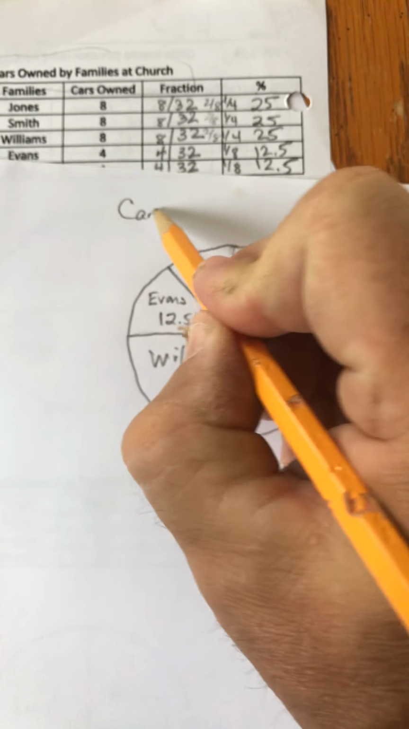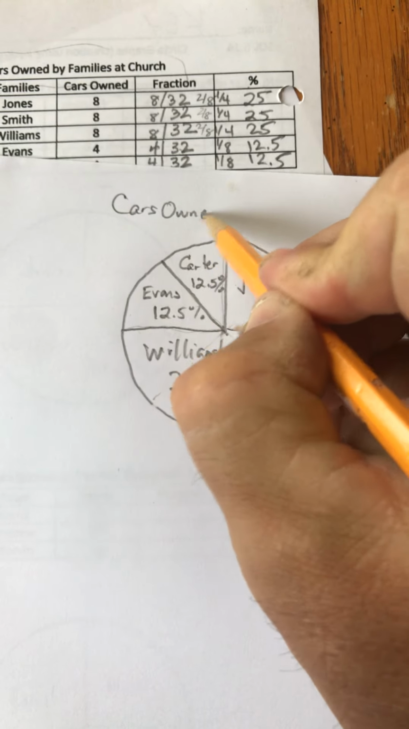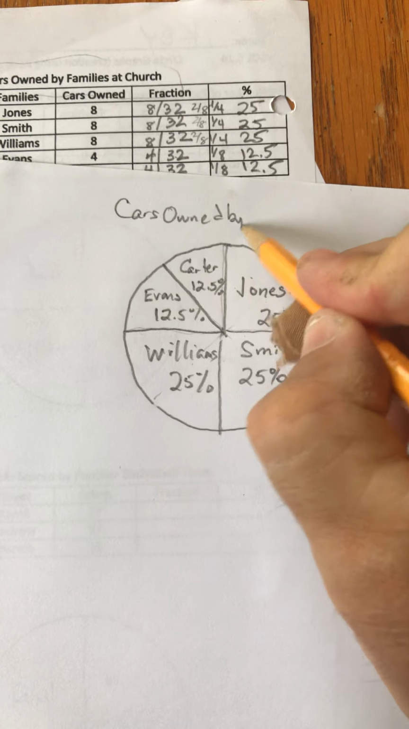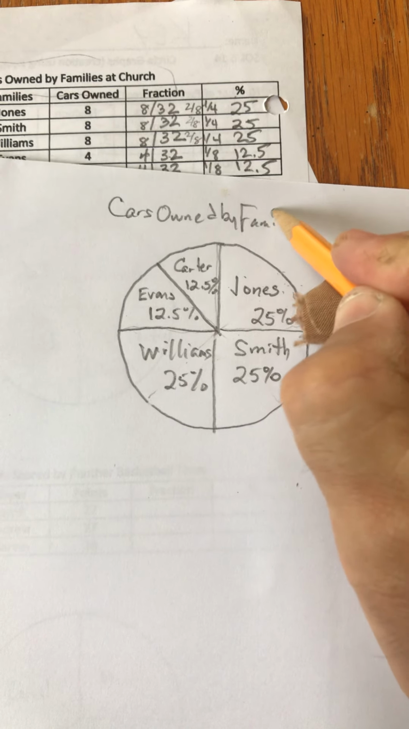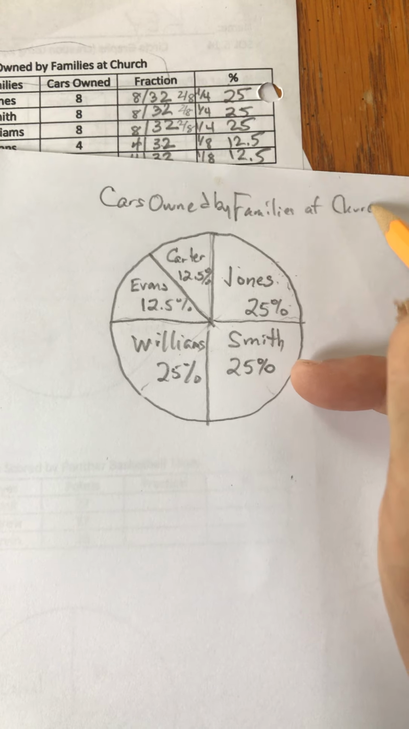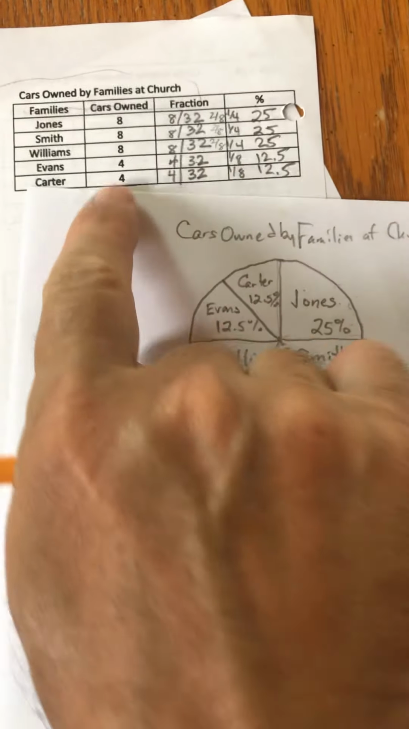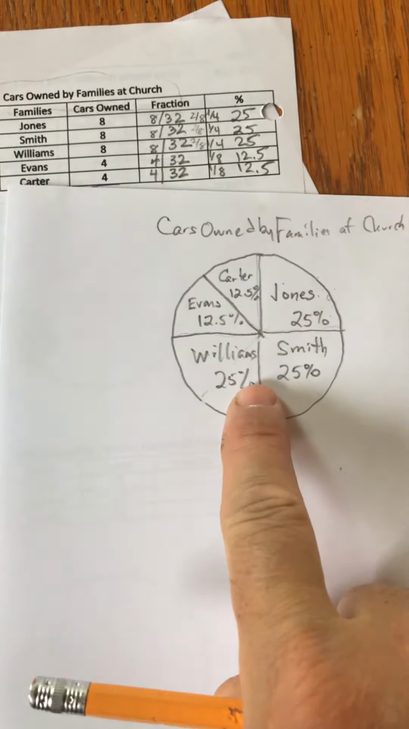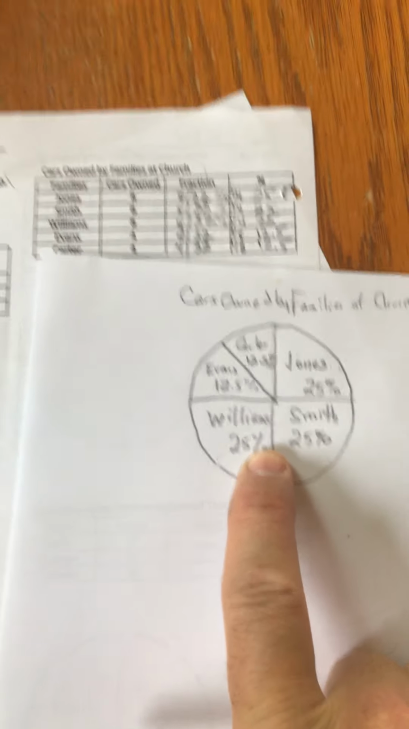and make this our title of our circle graph: Cars owned by families at church. We've now taken data that's represented in a table and turned it into a circle graph. Hope this helps.